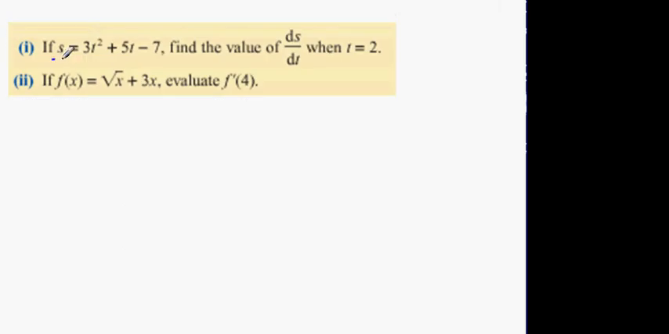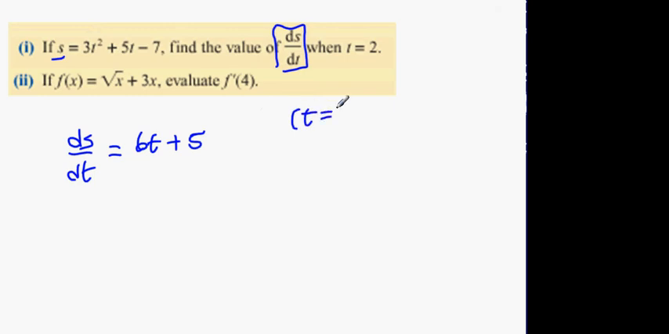Question 2. S is this, and then it wants the ds/dt, which means it wants the first derivative. So, first derivative is going to be basically differentiate 3t squared. What happens when you differentiate 3t squared? 6t plus 5. And get it when t equals 2. 6 times 2 plus 5? 17. Alright.